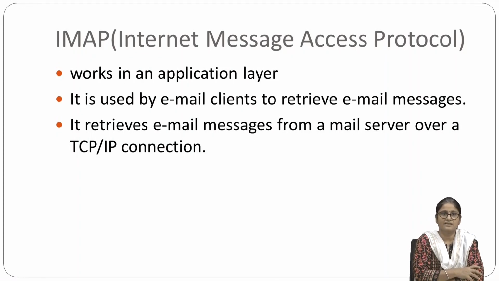The next one is the Internet Message Access Protocol, abbreviated as IMAP. It works in the application layer. Basically, IMAP is used to retrieve email messages, right. And for retrieving email messages from the mail server, it makes TCP/IP connections, right. So without IMAP, we cannot receive the mail, right. It is used by the email client to retrieve the email messages. Okay.